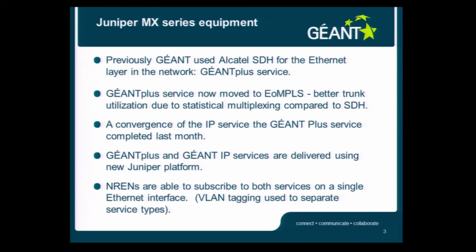Giant Plus and Giant IP services are delivered using the new Juniper platform now. In some of the POPs I'll show, we didn't have the T series or the IP equipment. We deployed the MXs so we can provide IP services locally as well. So convergence and this new platform deployment has enabled us to provide NRENs with a single interface which they can use for multiple services: for IP, for point-to-point, for multi-point, for layer 3 VPNs, as a VLAN.